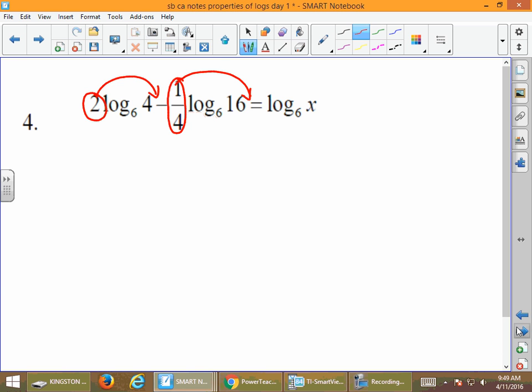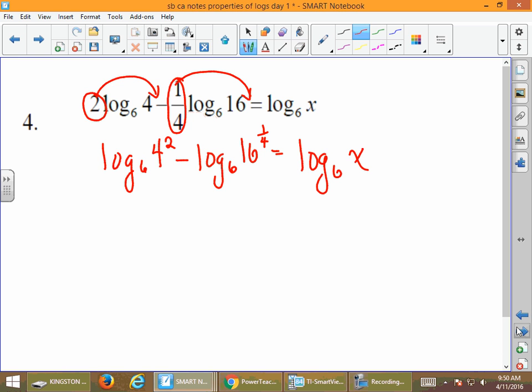So when we deal with those coefficients, we have log base 6 of 4 squared minus log base 6 of 16 to the 1/4 equals log base 6 of x.